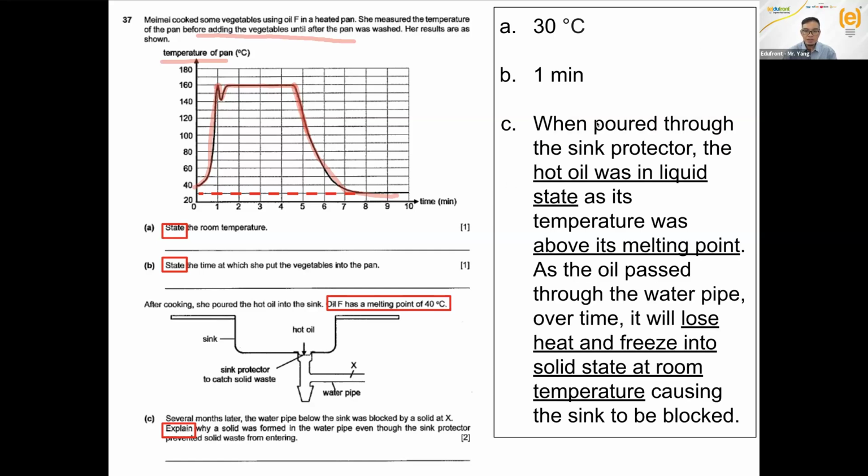So how to answer this question? When poured through the sink protector, the hot oil was in liquid state, as the temperature was above the melting point, which is 40 degrees Celsius. As the oil passed through the water pipe, over time, it will lose heat and freeze to form a solid. When this happens, it will cause the water pipe to be blocked, because the oil has solidified. It becomes a solid state. So you can see here the concept of melting and freezing. All right, let's move on to the next.